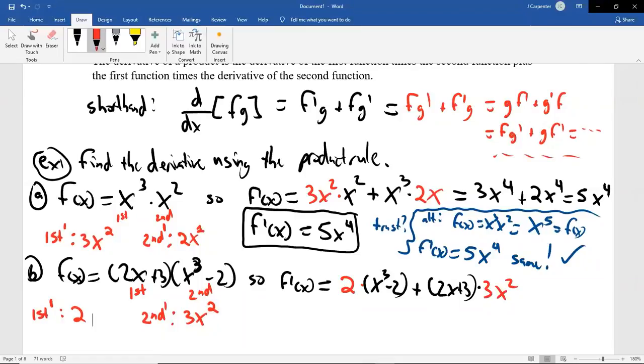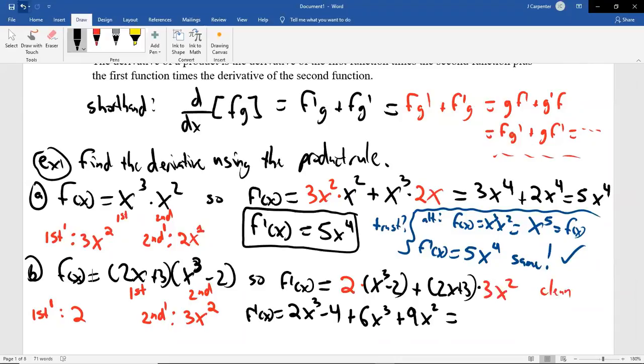And now we just need to clean this up. With the first part, we got a 2 that we can distribute. So f prime of x is equal to 2x cubed minus 4. Then for the second part, we have a 3x squared that we can distribute. We can give the 3x squared to the 2x and then to 3. So 3x squared times the 2x is a plus 6x cubed. Watch your signs for everything, of course. Then a plus. 3 times 3x squared is a 9x squared.